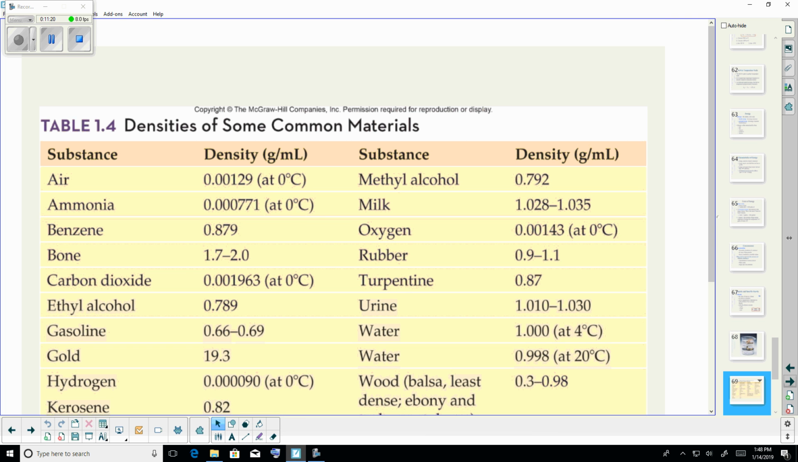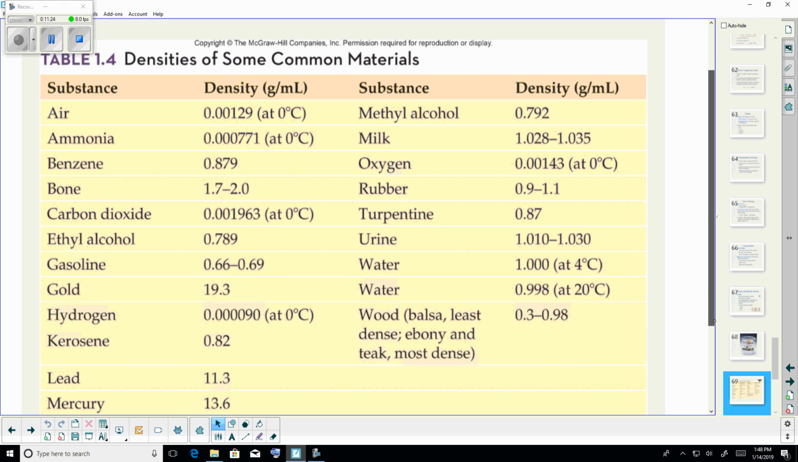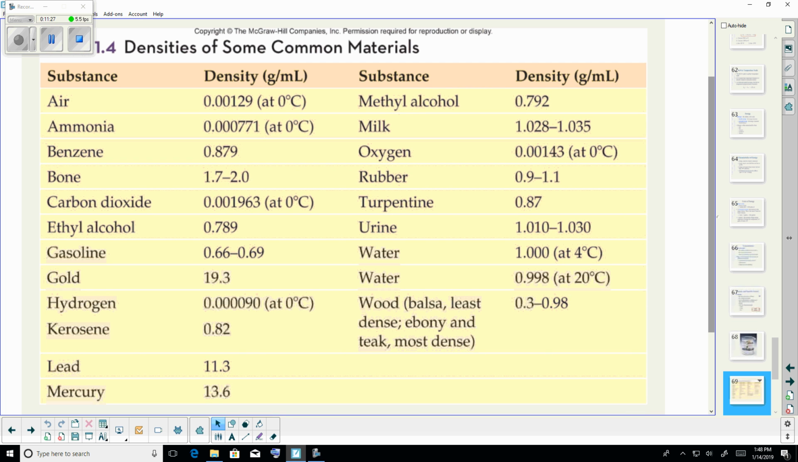So densities of some common materials: air, ammonia, benzene, milk, rubber, turpentine, urine, water, wood. See, kerosene and gasoline are less dense than water, so oil floats on top of water.